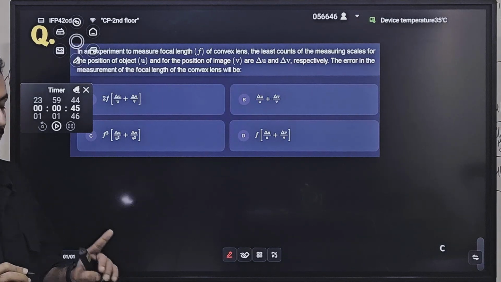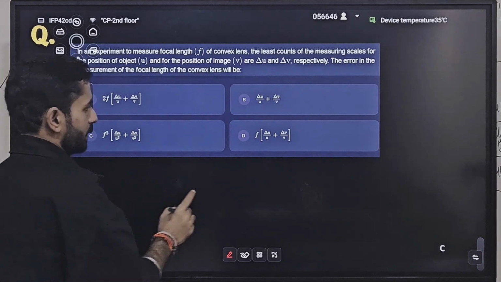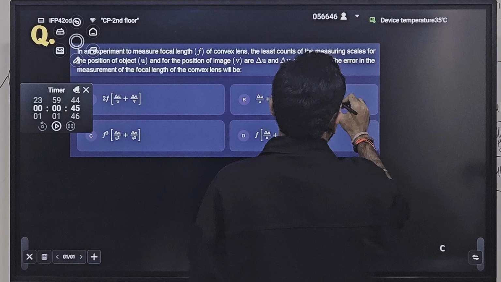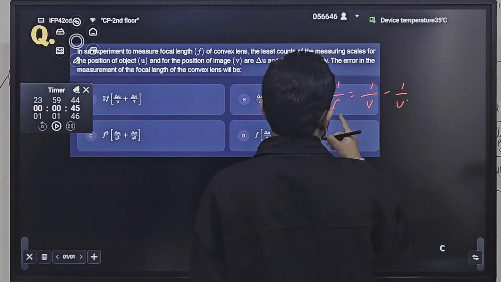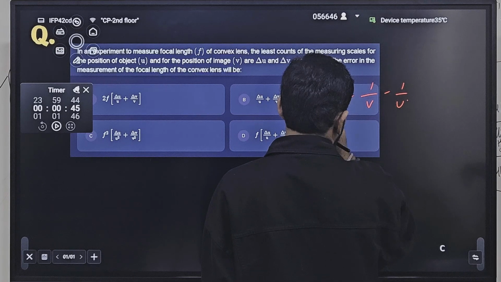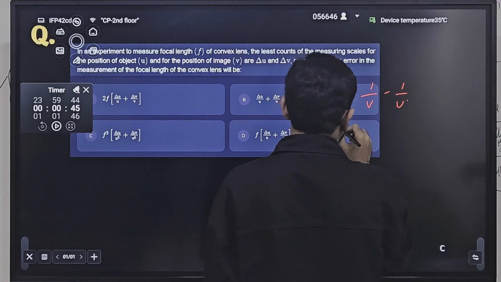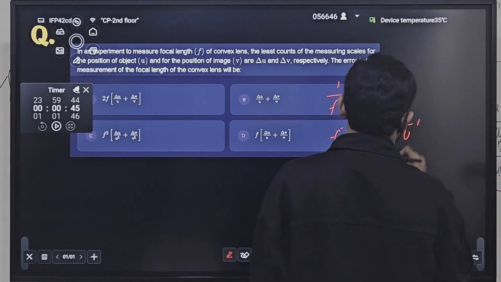One more thing I will tell you: errors never get subtracted. Clear? Now, what is the relation? First, write it down: 1 by f is equal to 1 by v minus 1 by u. For a lens, this is the formula that we write. Then how can we find delta f? I can also write it as f to the power minus 1 equals v to the power minus 1 minus u to the power minus 1.